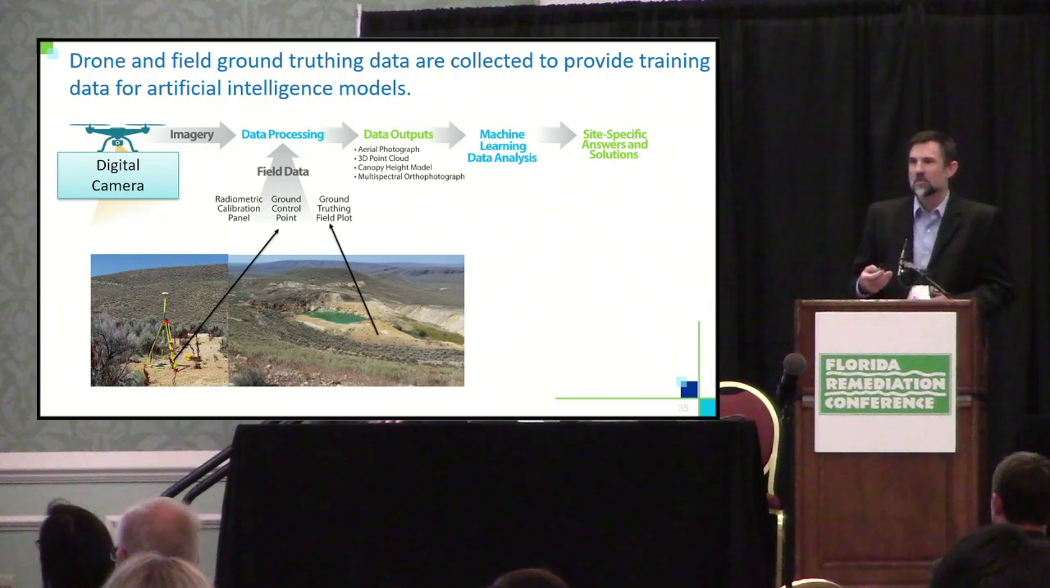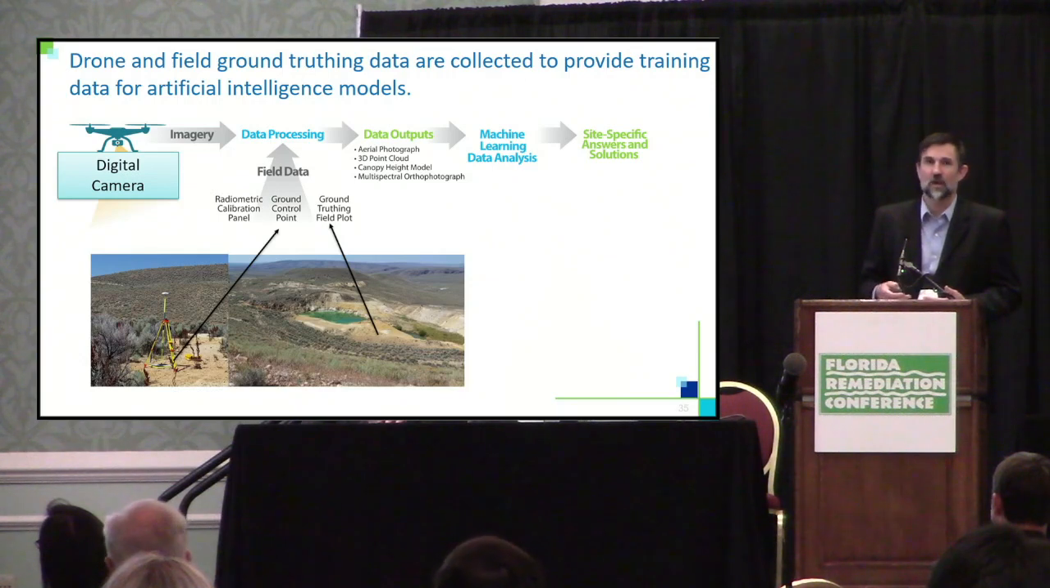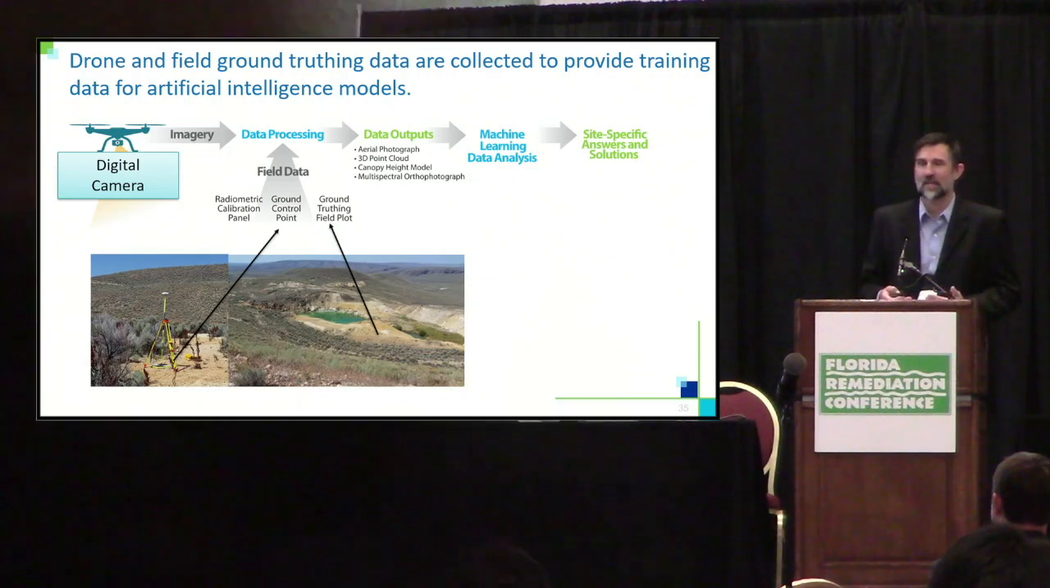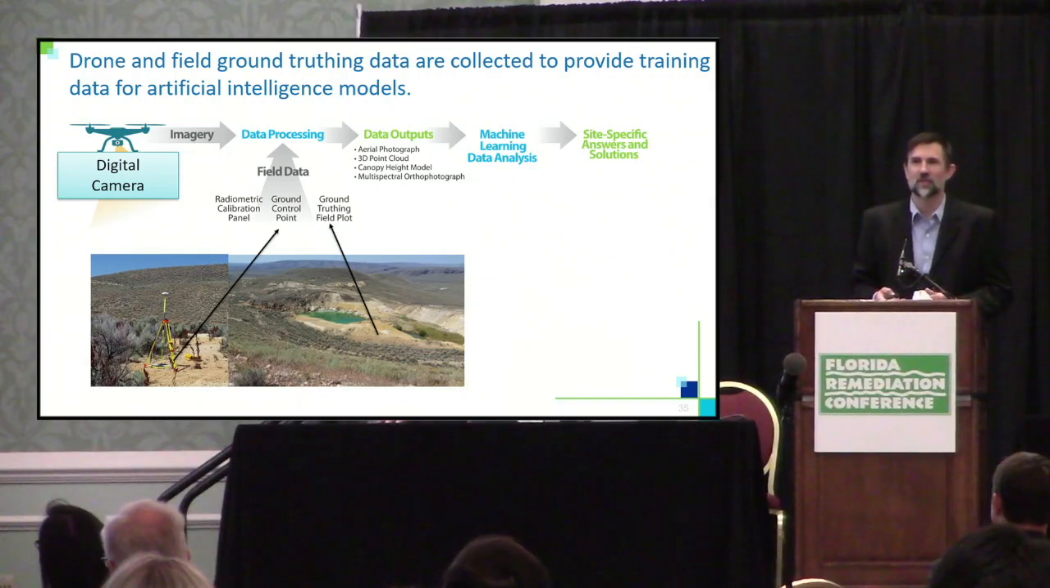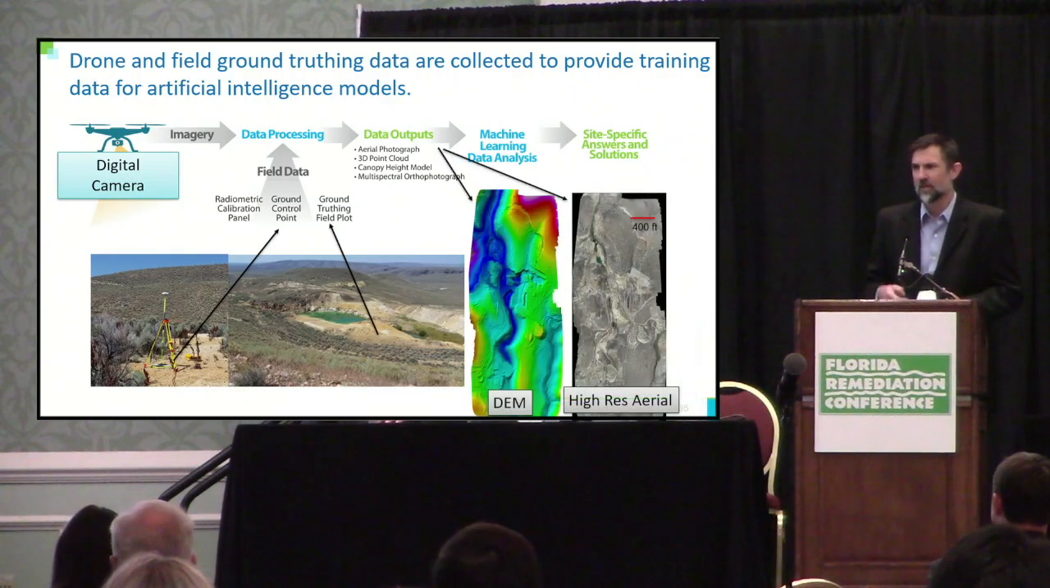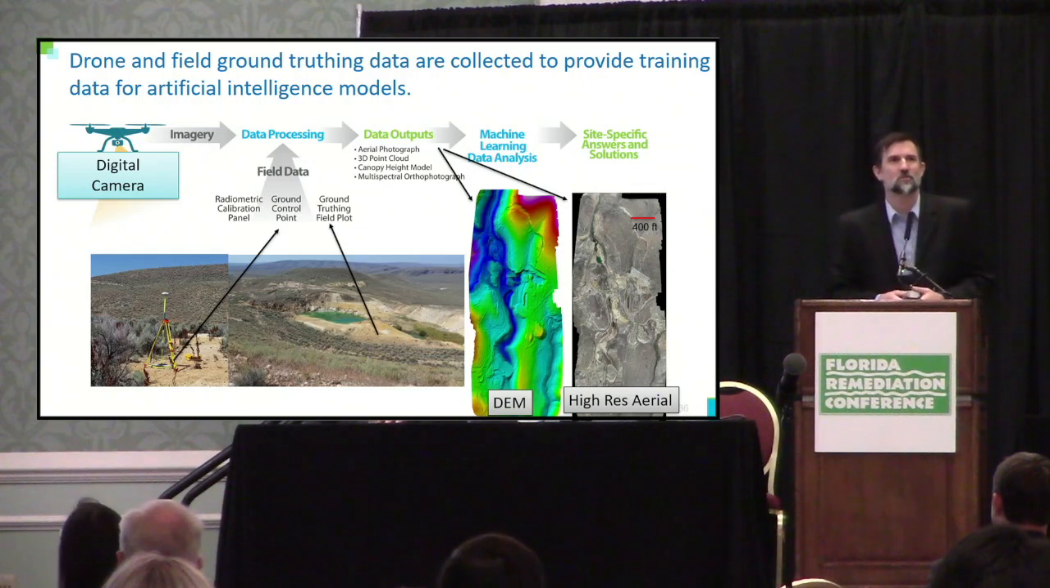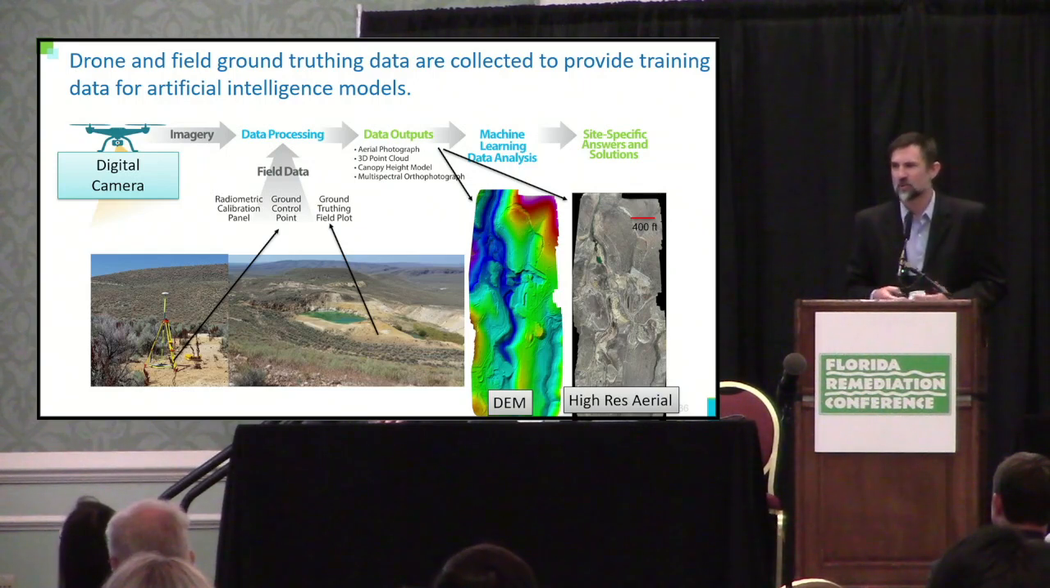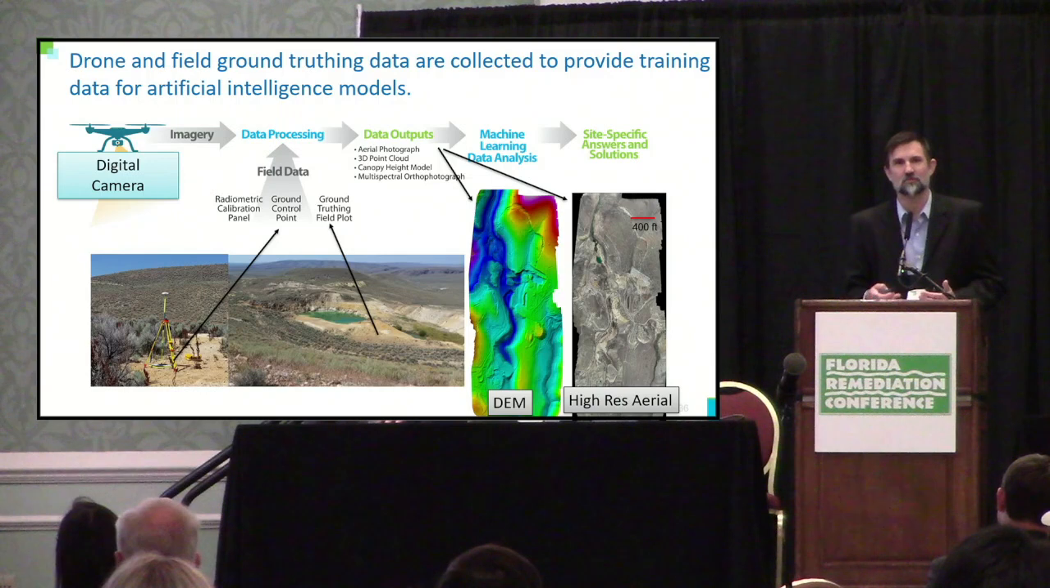So with a basic drone and a digital camera setup, we can do our ground control points, and we can do some ground truthing where we collect that data, so it's more of a limited field data collection method. Then we can get our data outputs from that structure from motion software. And we have our high-resolution aerial map, but then we also have a very accurate topo map, especially at this site where there's a lot of bare earth, so it's going to be very accurate.